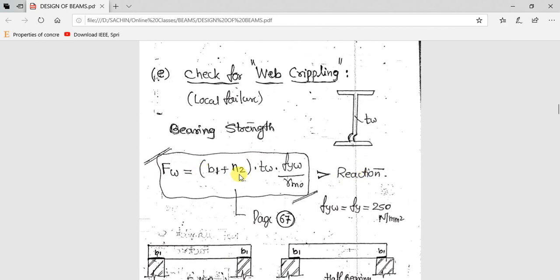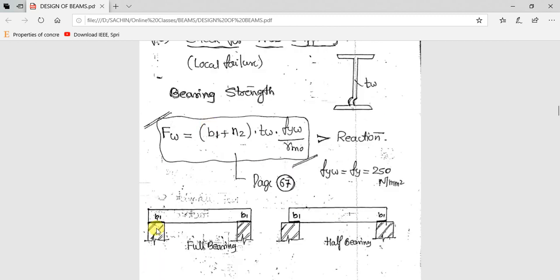And this is given by B1 plus N2 into TW into FYW divided by gamma m naught, where FYW is nothing but Fy, that is 250, gamma m naught is a partial safety factor, you can get it, and thickness of web also you can get easily, whereas B1 is nothing but the supported width. You can see two examples here. The beam is supported fully, so this will be the value of B1. If it is a half bearing, the value of B1 should be considered half of the support.